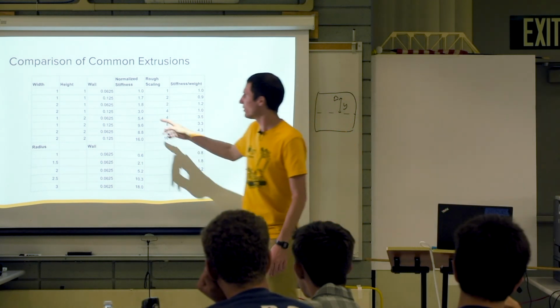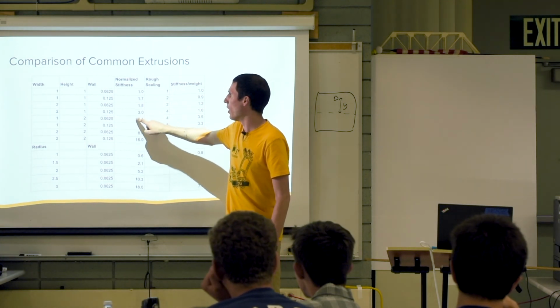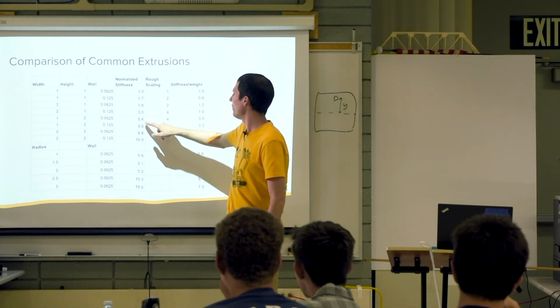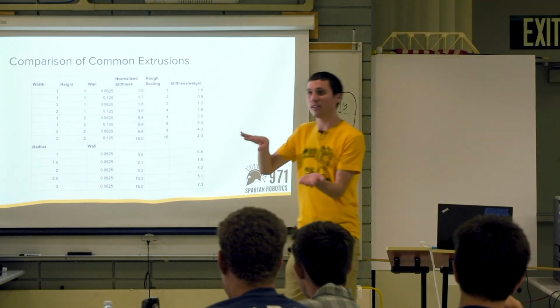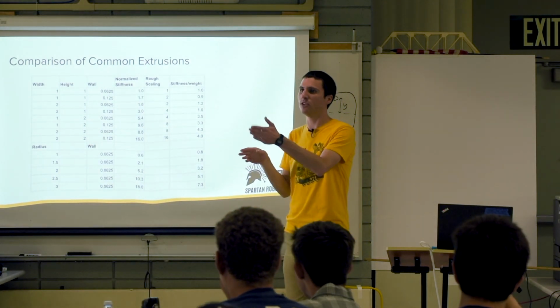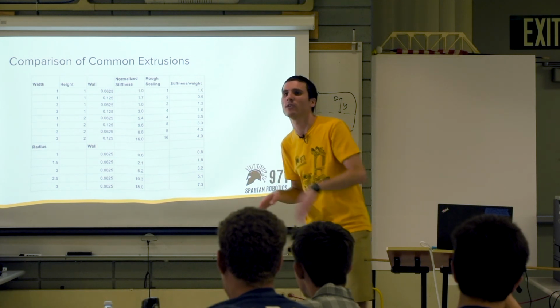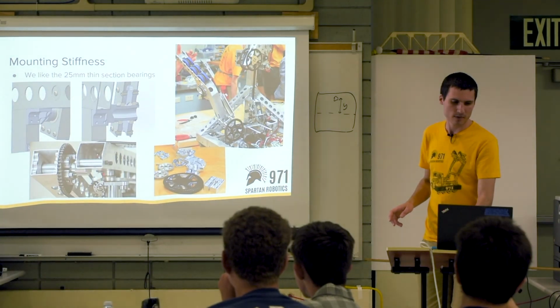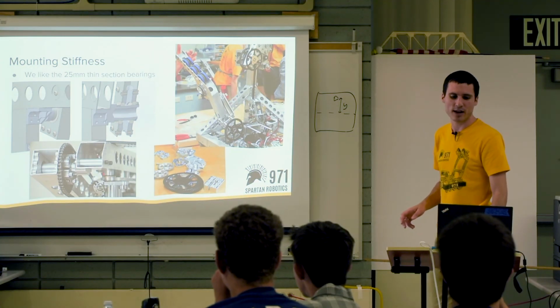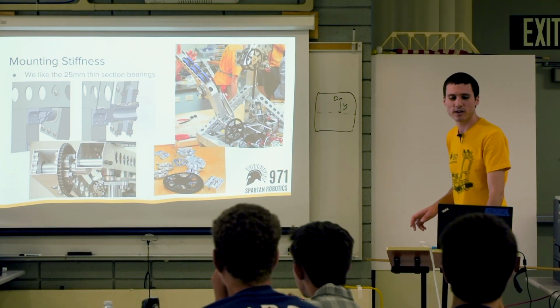And if you notice, if you go from a 1x2 to a 2x1, so this is 5.4 to 1.8. Basically there's a large difference in the stiffness of a 1x2, whether it's standing vertically or whether it's horizontal. So you've got to pay attention to what orientation. You also need to pay attention to the mounting stiffness of things.